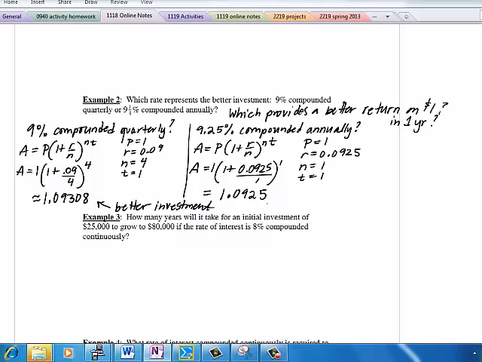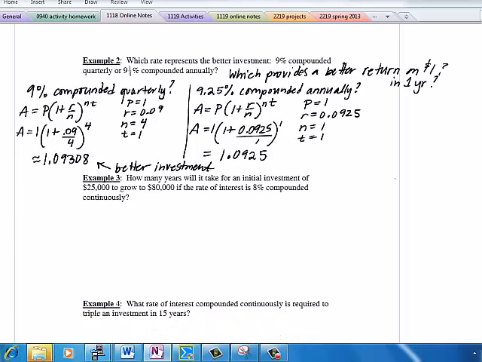The lower value would be a better loan to take out, but this would be a better way to save your money, a way to invest your money. So again, we kept the time and the principal equal for both, just changed the rates and the number of compoundings, and then we compared.